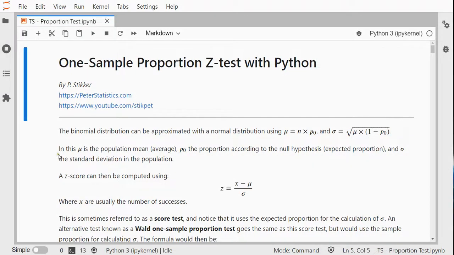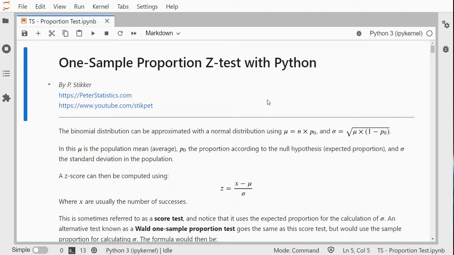Welcome. In this video, I'm going to show you how you can perform a one sample proportion Z test with Python. I'm using Anaconda Jupyter Lab and running a Python 3 kernel. I think it's 3.9.7.